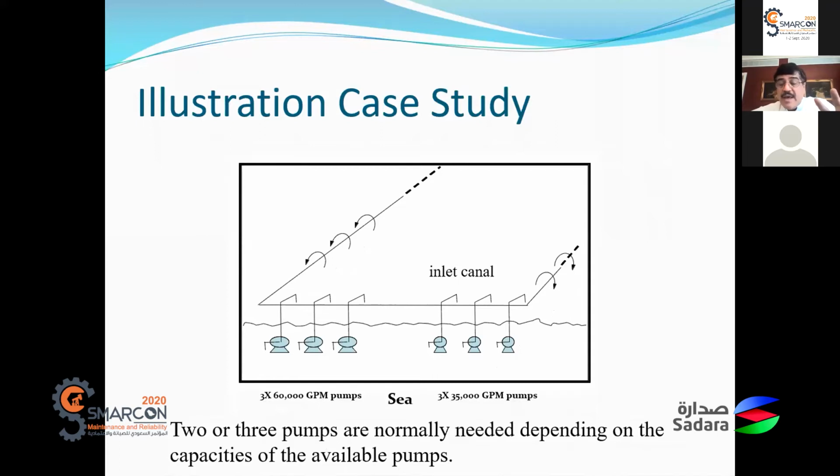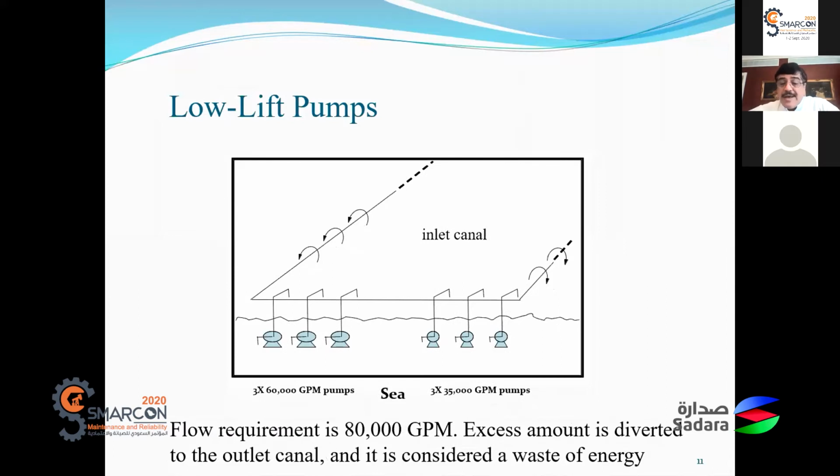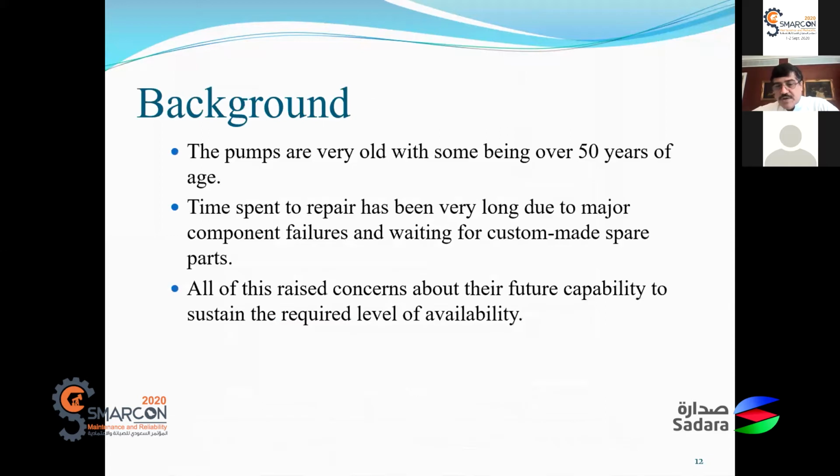and normally 2 or 3 pumps are needed depending on the capacity of the available pumps. The normal mode of operation is 1 big pump and 1 small pump. So that gives 60,000 plus 35,000, a total of 95,000 GPM. That's the normal mode of operation. The required capacity is 80,000 GPM, which means any excess amount is diverted back to the sea, to the outlet canal, and that is considered waste of energy.